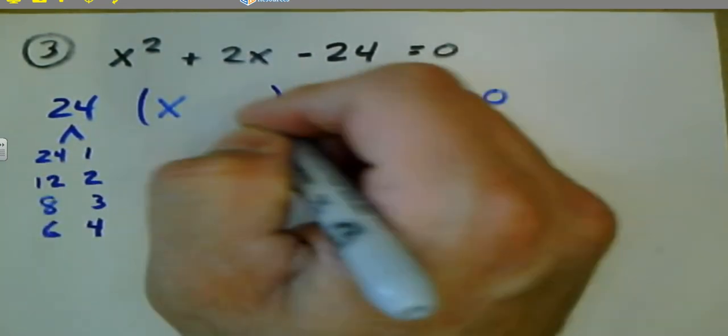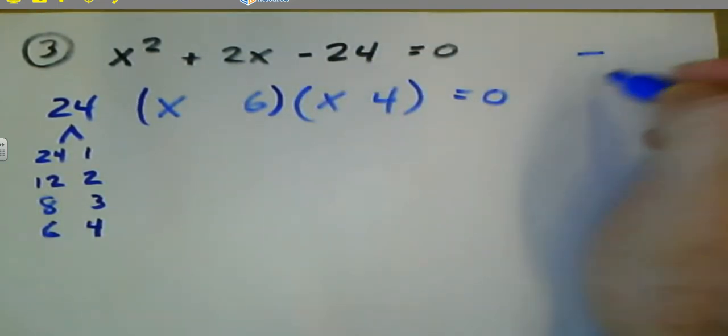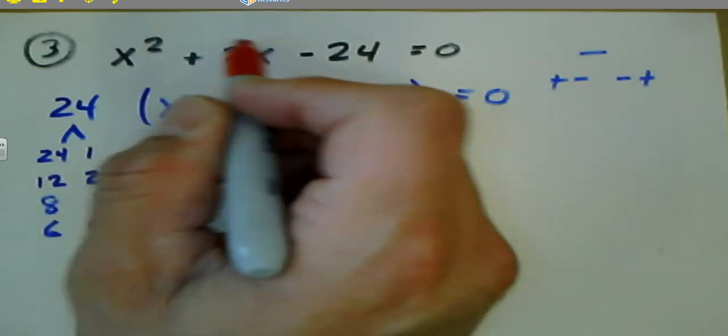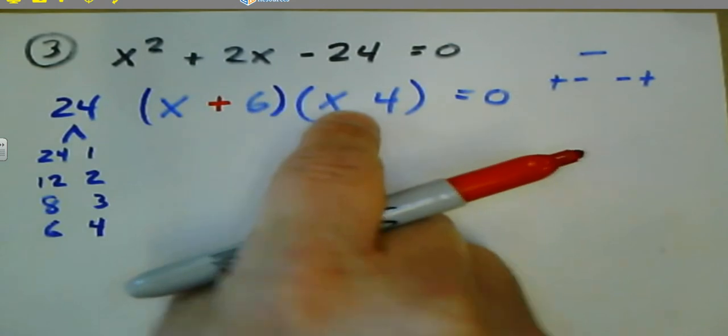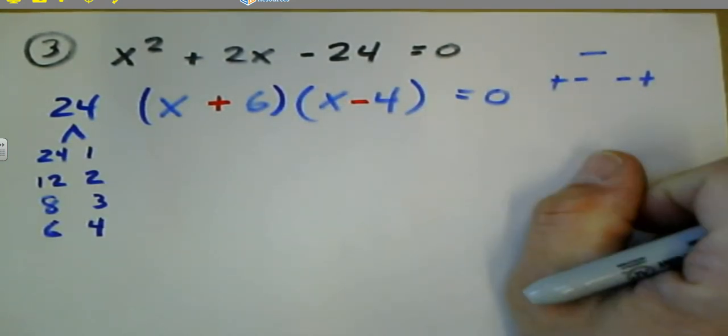Put our x's, put our 6, put our 4. It's negative, so it's going to be a combination of opposites. It's the only way to get that. So I look at this number. If this number is positive, the larger number, the 6, is positive. That means the other one has to be its opposite, because one's positive, the other one's negative.